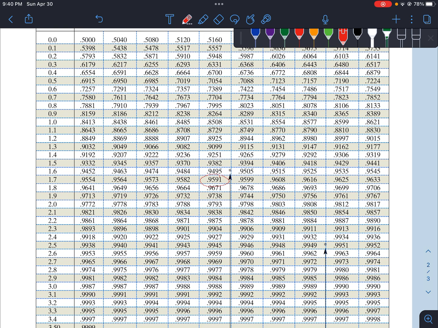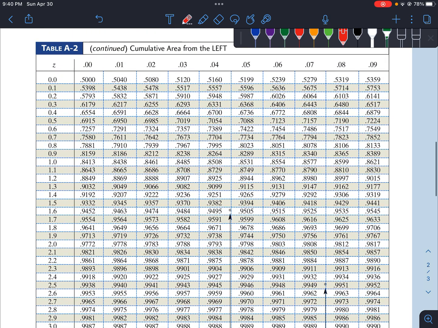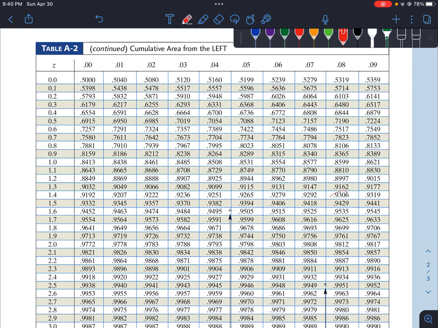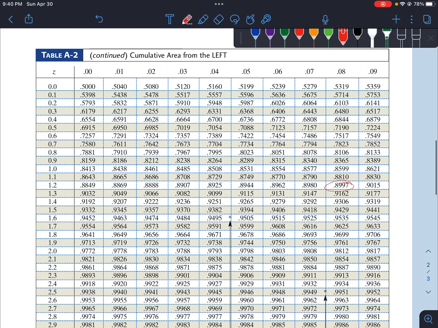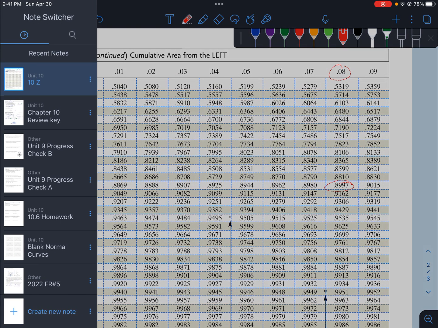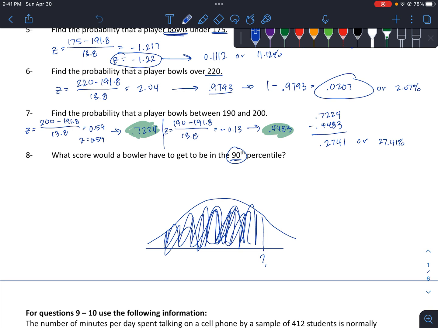That's 95%. Too large. Let's go up a little bit. So 93%, 91. Oh, look right there. So we got 90. That's probably pretty close. I think this one's closer. So what is the z-score for that? That's 1.28. So z would have to be equal to 1.28.